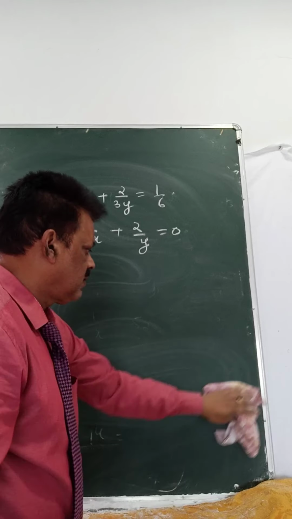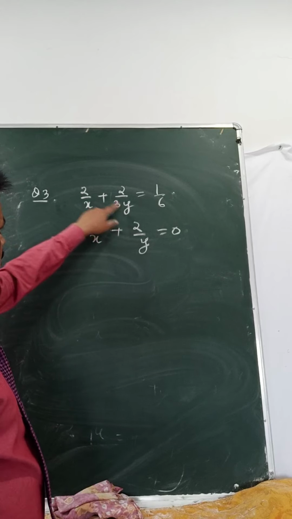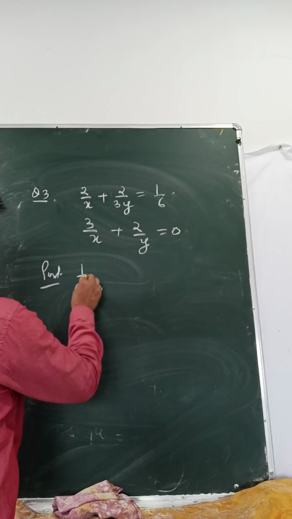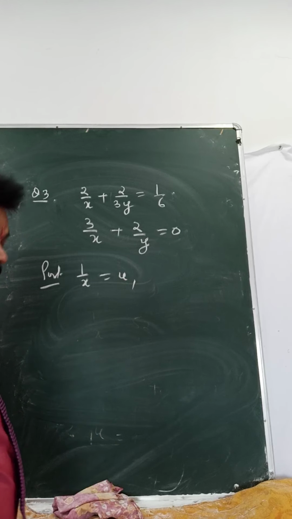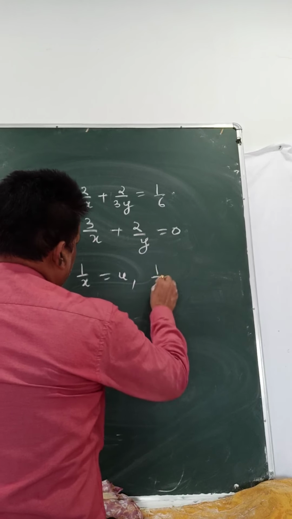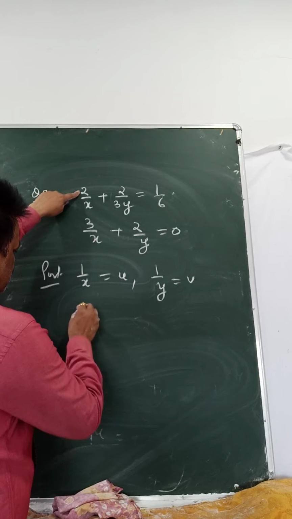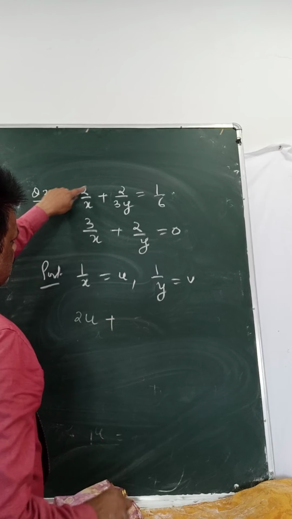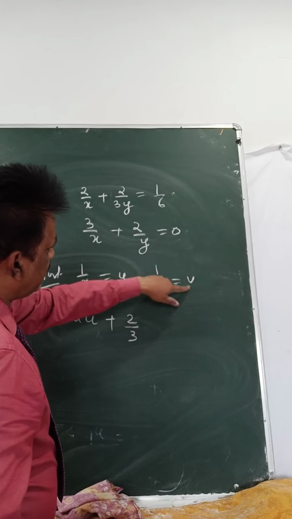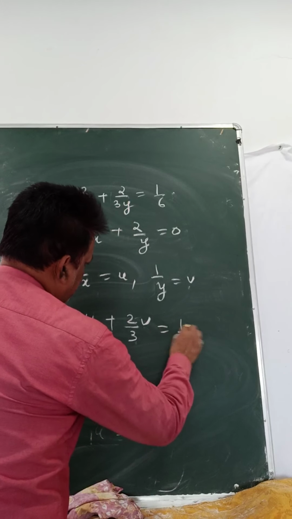Okay. So again look here: 1 upon x, 1 upon y. So we'll take 1 upon x as u. Put 1 upon x equals u. When the denominator is a variable, you have to substitute like this. Then 1 upon y equals v. Look here, 1 upon x is u, into 2 means 2u, plus 2 by 3, but 1 by y is v. So you have to write v in the numerator, not here. Then equals 1 upon 6.